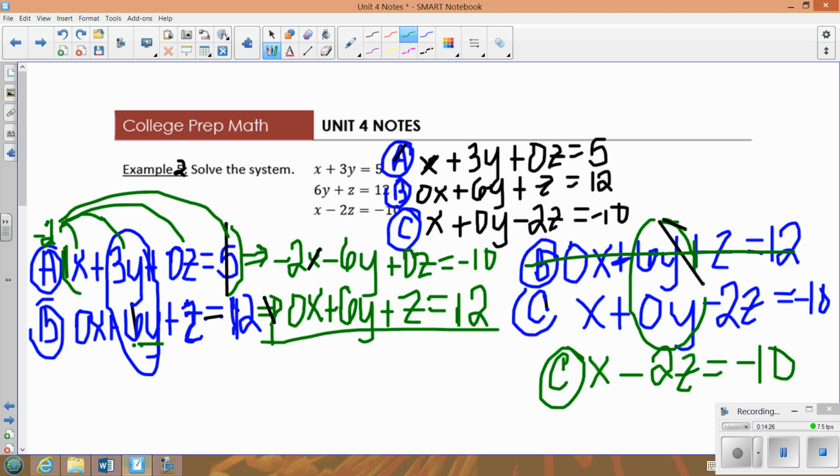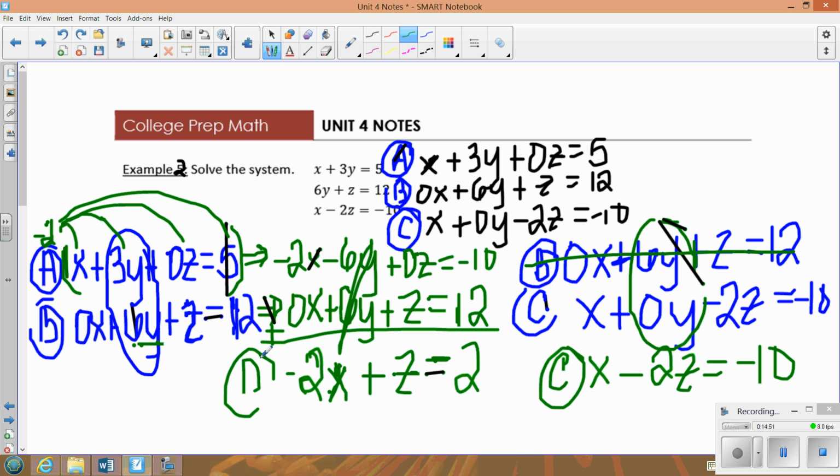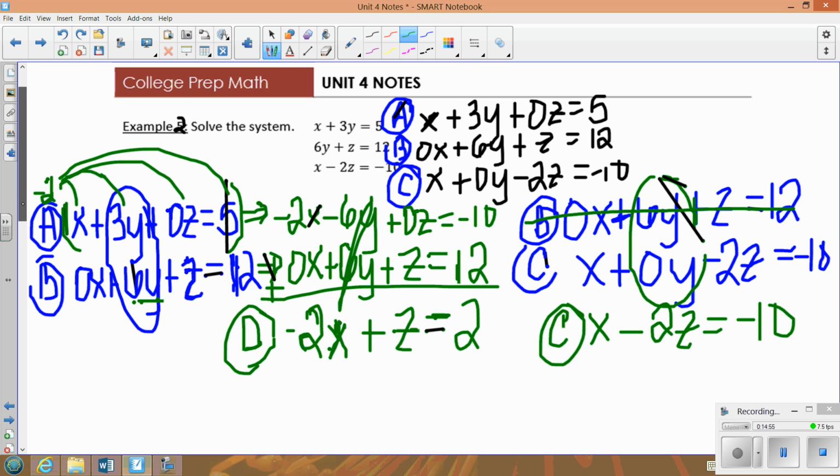And then go ahead and add these up. So I have negative 2x, my y's are going to cancel, plus z equals 2. So this is my new 2-variable equation, so I'll call this one D. And normally we would have to figure out equation E by using B and C to get that.